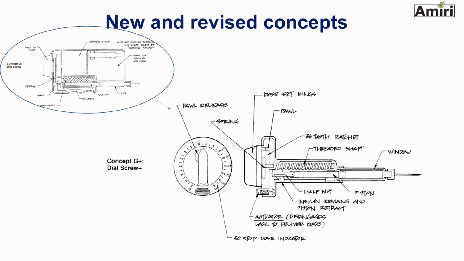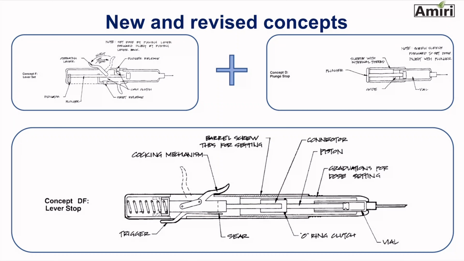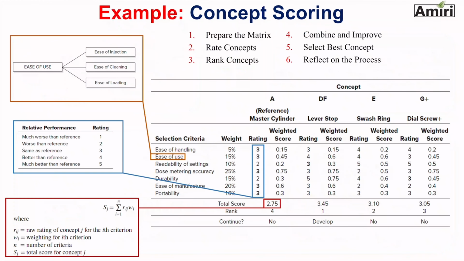This was the revised one. They call it G plus or dial screw plus. And then concept F and concept D were combined together. Each of them had some positives, some negatives. So they take the positives out of each of them, put them into one concept, and call it concept DF or lever stop. It was concept lever set and plunge stop. So they come up with lever stop as an abbreviated name for this. So now with these 4, they move on to concept scoring.